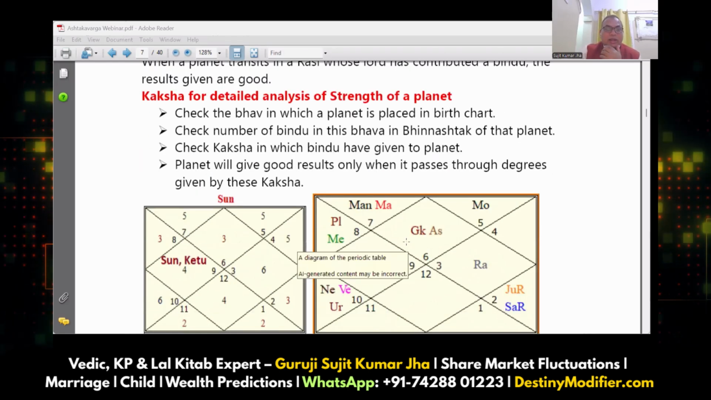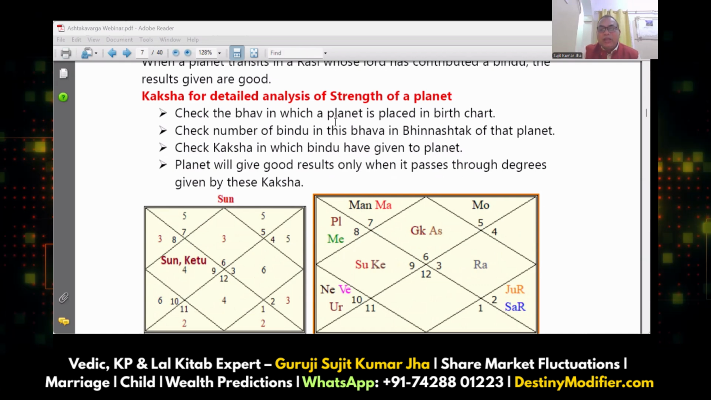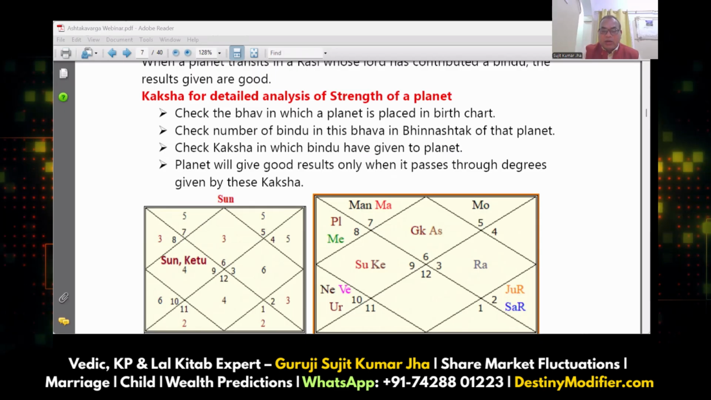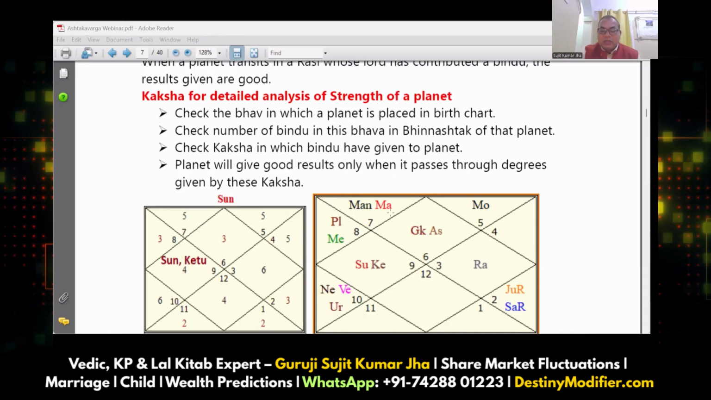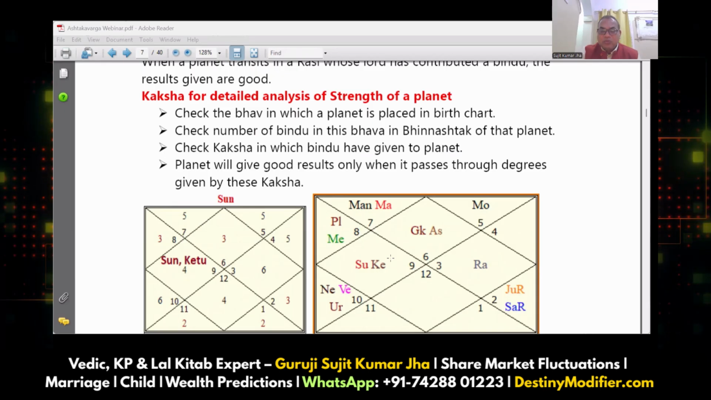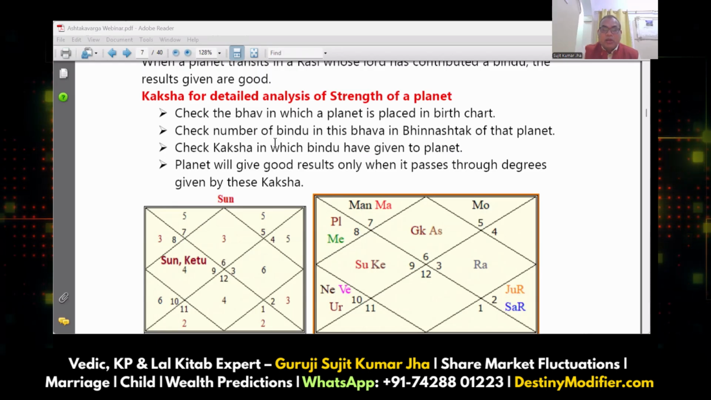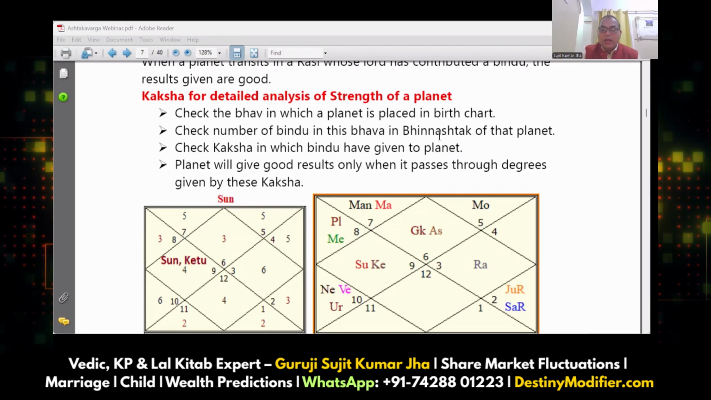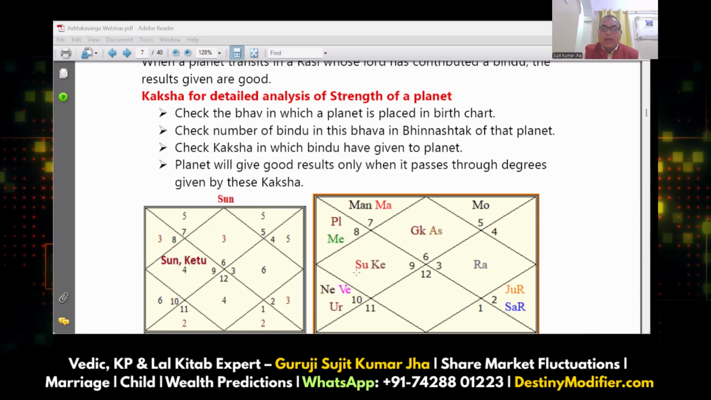Now, how will you understand this? To analyze the Kaksha, first what do we have to check? Check the bhav in which the planet is placed in the birth chart. Suppose I am analyzing planet Sun. Here you can see Sun is placed in Sagittarius sign, with Ketu. So what do I have to see now? The second point is the number of bindu in the bhav, in the Bhinnashtaka of that planet. What it means is that now I have to see the Ashtakavarga for planet Sun.